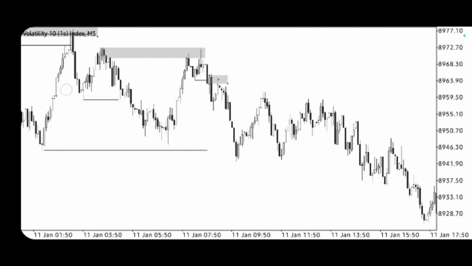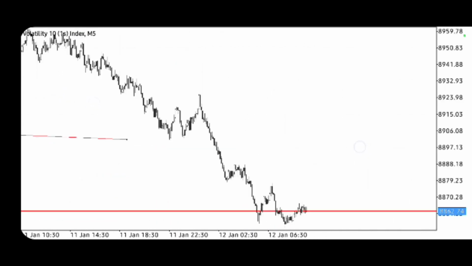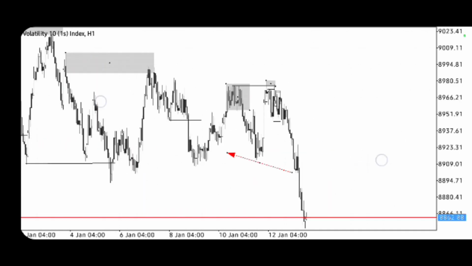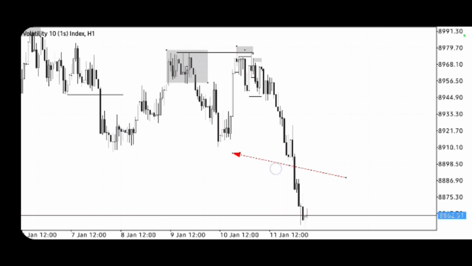I broke even. I shifted my SL to entry and I was watching as the market was breaking down. Then my TP, where did I place my TP? My TP was here. I placed my take profit here. Normally the take profit should be here.